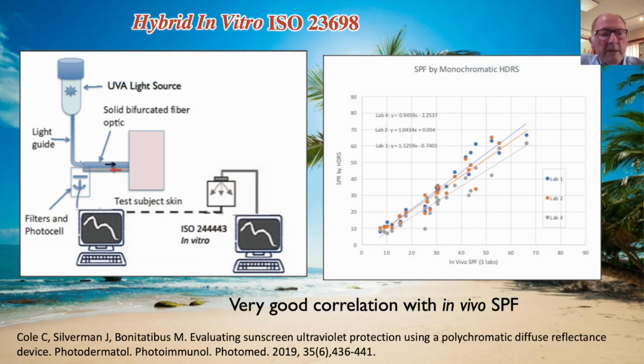So here's an outline on the left of how that works. You're purely applying the film to the skin as before, as in the in vivo method, and then you're measuring and computing the data and using either a monochromator or a multichromator, polychromator diffuse reflection device. And you can see in the original experiments that were produced for ISO, there's a very good correlation.